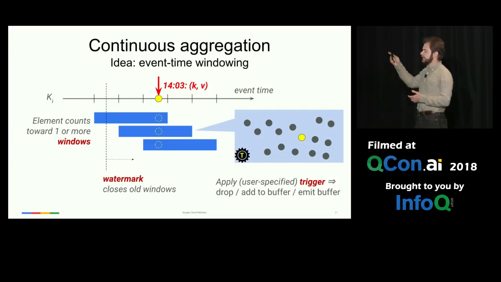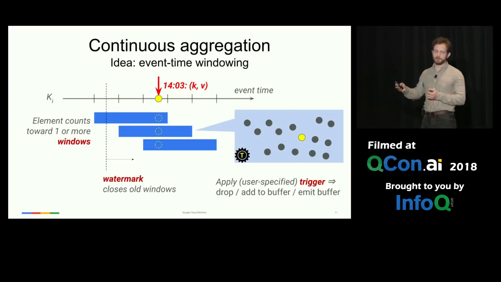For example, you might use fixed windows or overlapping sliding windows, or you might use session windows, and so on. The key point is that every element contributes to one or more windows, and each of the windows internally has a buffer of elements that have been contributed to it, elements that sort of belong into this window. And inside each window, there is a little machine called a trigger that decides what to do with the new elements. When a new element arrives, we perform one of three actions.